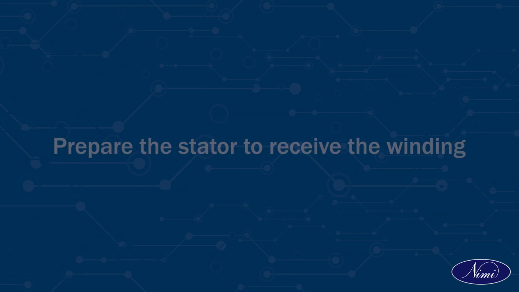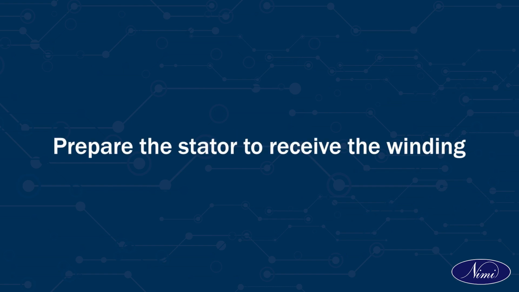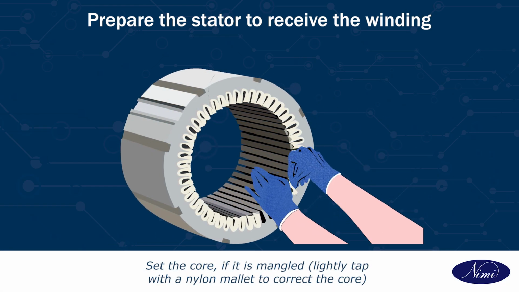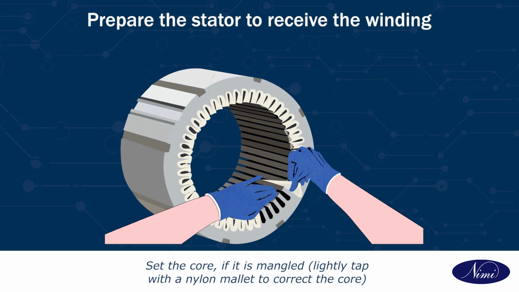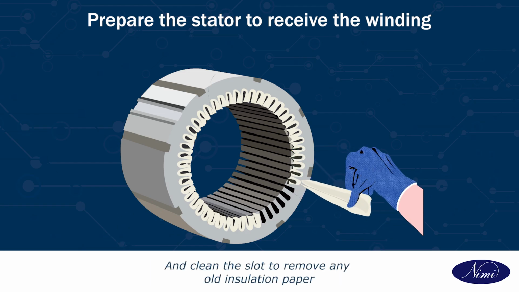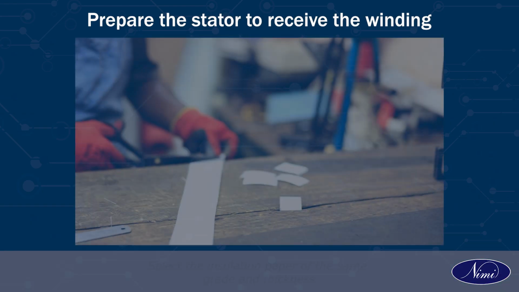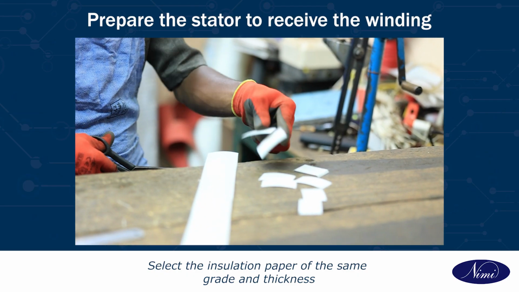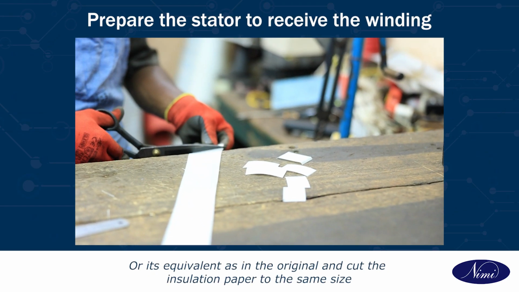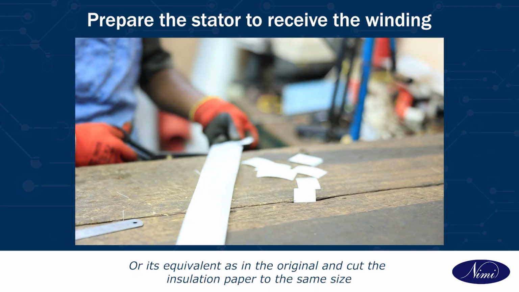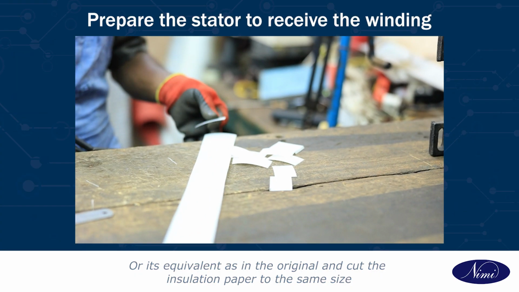Task 2. Prepare the stator to receive the winding. Set the core if it is mangled. Lightly tap with the nylon mallet to correct the core and clean the slots to remove any old insulation paper. Select the insulation paper of the same grade and thickness or its equivalent as in the original and cut the insulation paper to the same size.